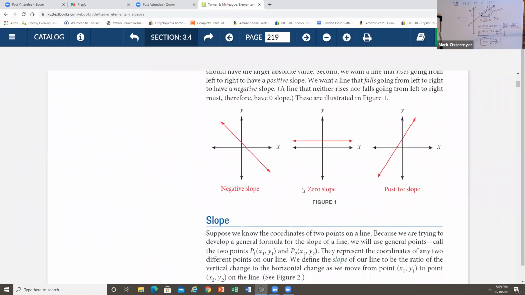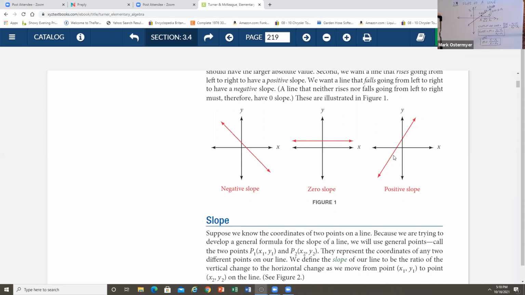Another thing, ladies and gentlemen, it's a well-known fact that if you have a line that has this orientation in the XY plane, we call this a falling line, and falling lines always have a negative slope. So the slope of a line that looks like this in our XY plane will always have a negative slope. Horizontal lines are lines that always have a slope equal to 0. So the slope of a horizontal line is always 0.